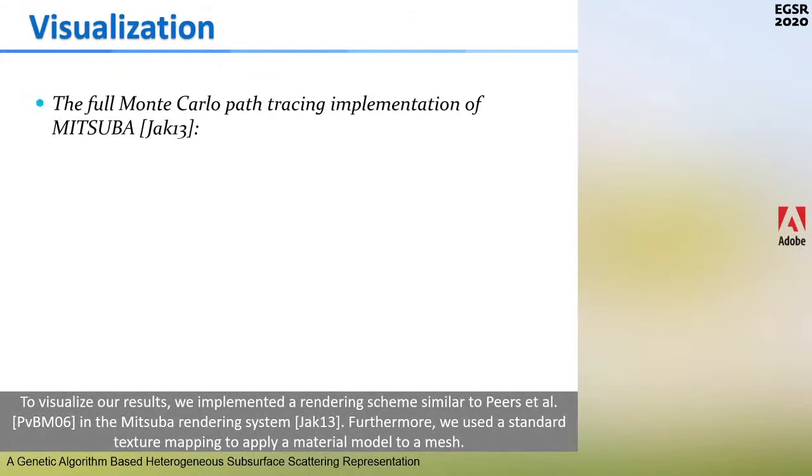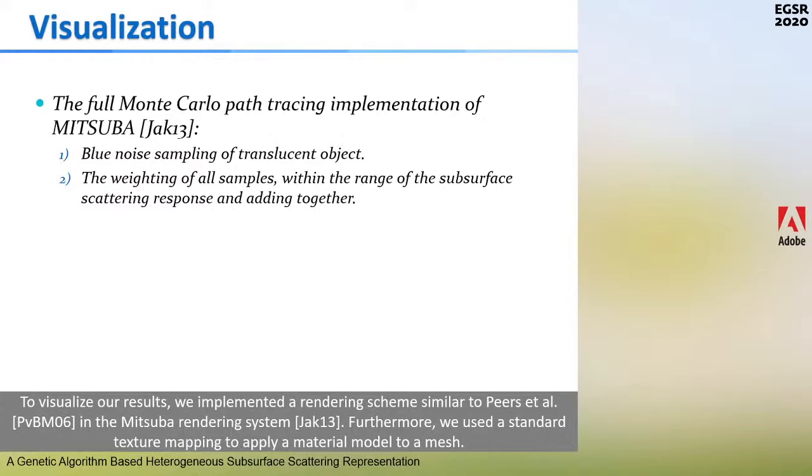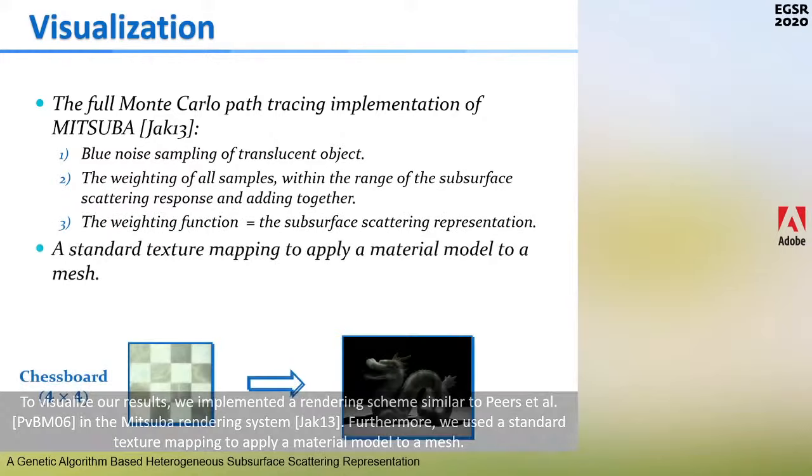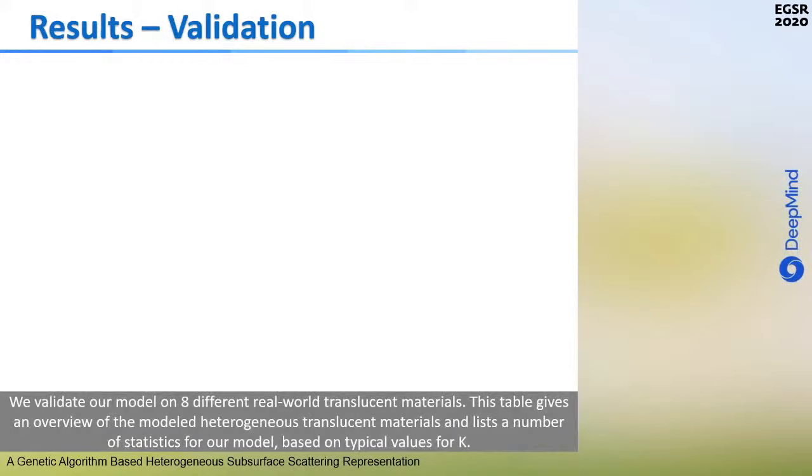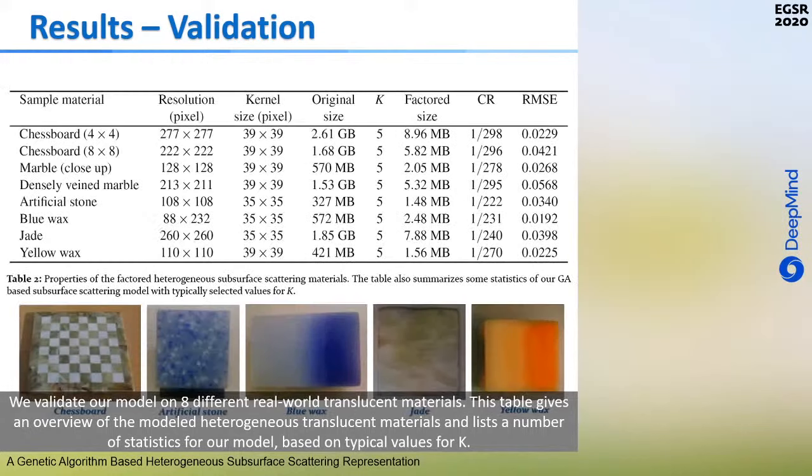To visualize our results, we implemented a rendering scheme similar to Pedersen et al. in the Mitsuba rendering system. Furthermore, we used a standard texture mapping to apply a material model to a mesh. We validate our model on 8 different real-world translucent materials. This table gives an overview of the modeled heterogeneous translucent materials and lists a number of statistics for our model based on a typical value for K.